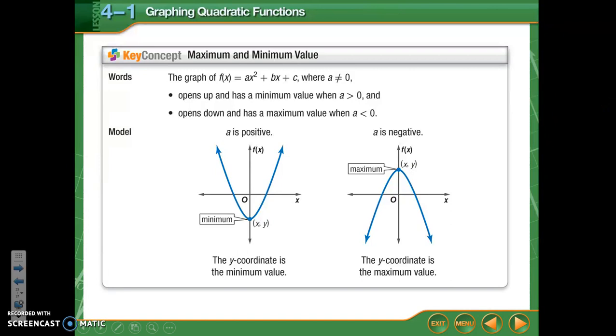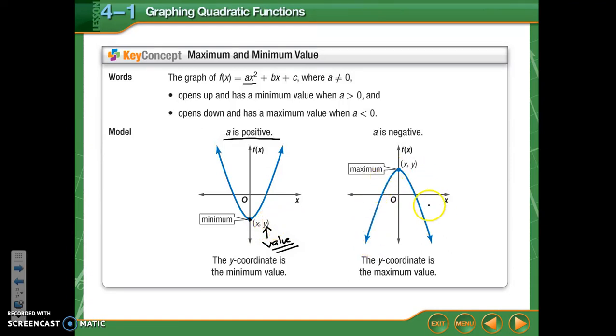Because parabolas are U-shaped, they can open up or down, depending on what your a value is, and they're always going to have either a minimum or a maximum point because of that U-shape. So if my parabola opens up, which happens when a is positive, remember a is the coefficient of x squared, then that vertex is going to be my minimum. And the y-coordinate of the vertex is called the minimum value. Okay, so the x-coordinate is not the minimum value. The y-coordinate we call the value of the function.